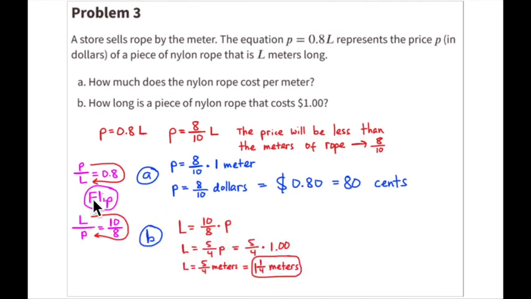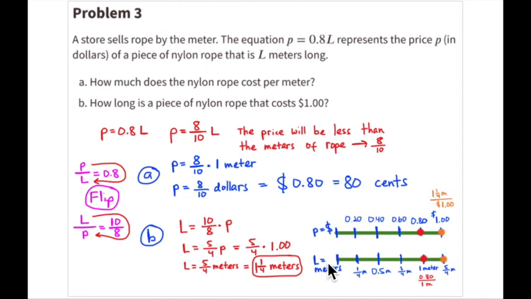All right, and if you flip that relationship, now it's going to be the length of rope per price, or per dollar. And so that's going to be 10/8. So the length of rope is 10/8 times the price. You walk in with your $1, the length of rope I can get is 10/8 times that $1, or 10/8 meters. And 10/8 simplifies to 5/4. So the length of rope is 5/4 times the price. I have $1, the length of rope I can buy in meters is 5/4 meters. So that's 1 1/4 meters of rope I can get for that $1.